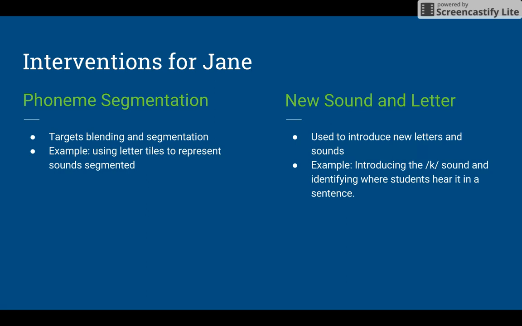So here are some interventions that I chose for Jane, targeting each of the 5 reading elements. For phoneme segmentation, I chose an intervention called Just That, and it targeted blending and segmentation. An example of that would be using letter tiles to represent sounds segmented. The following intervention is called New Sound and Letter, which basically is introducing new letters and new sounds. An example is introducing the k sound and identifying where the student hears it in a sentence.